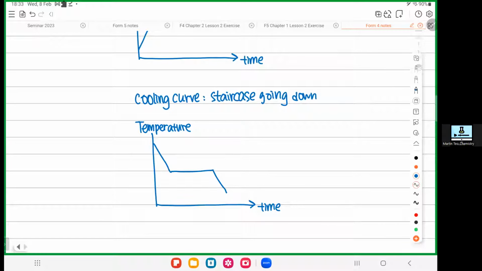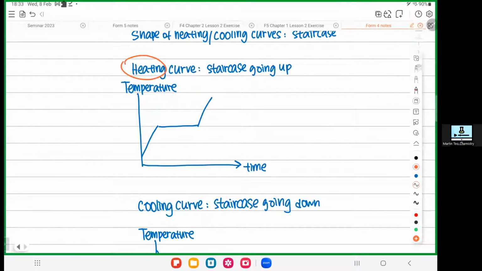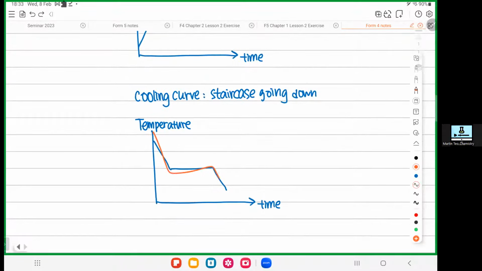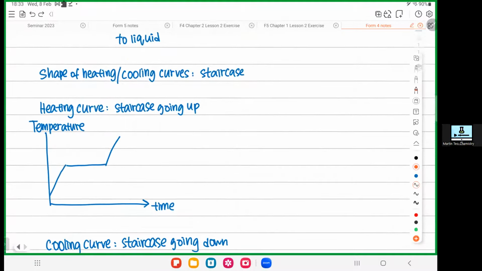So do you need to purposely memorize? No, you don't need to memorize. You just use common sense. When you heat a substance, the temperature will increase, right? It becomes hotter and hotter, so the temperature goes up. That's why the staircase goes up. When you cool down a substance, the temperature goes down. That's why the staircase goes down. No need to purposely memorize.